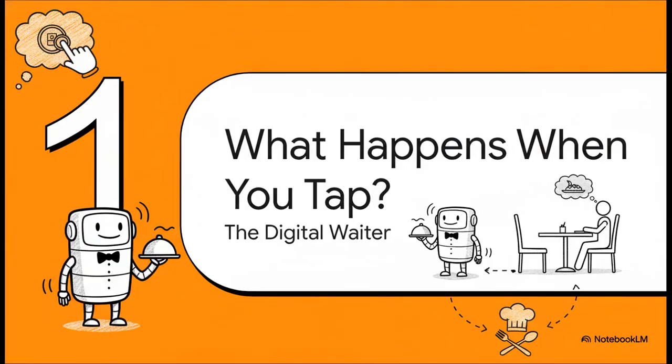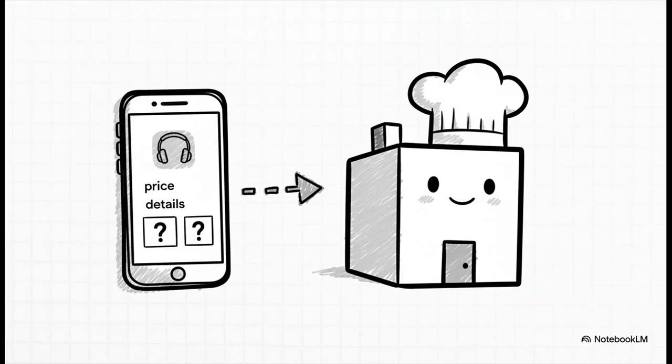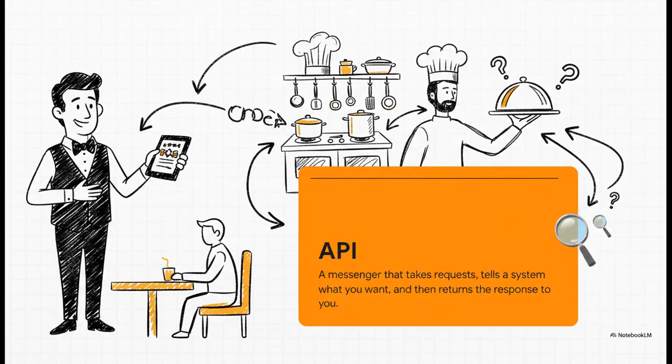So, to really get a handle on this, let's use a super simple analogy. Imagine the app you're using is a restaurant, okay? You're the customer, obviously. And the API, well, think of the API as your very own super efficient digital waiter. So when you tap on that product, you are basically placing an order. But, and this is the key part, your phone's app doesn't actually have all that information stored on it. Can you imagine? It'd be crazy inefficient. Instead, it has to go ask for it from the main kitchen, which is the company's powerful computer, or what we call a server.